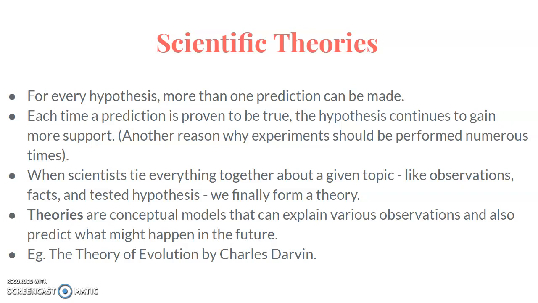Now, theories are conceptual models. These can be used to explain various observations and also predict what might happen in the future. For example, the theory of evolution by Charles Darwin. Now, this tells us what might happen in the future, how we might eventually adapt to function better in a future world, stuff like that.